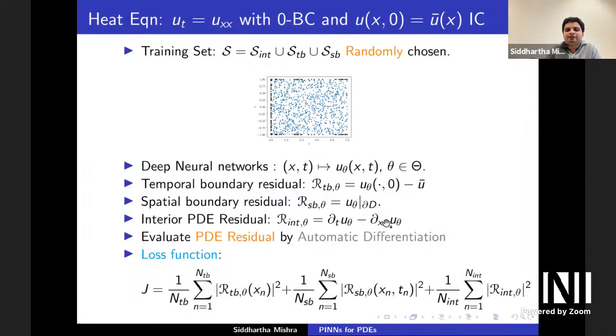So at each of these points, up to machine precision, I can evaluate the time derivative and the second derivative in space. And I can evaluate at each of these blue points, these random points here, the so-called PDE residual. I can also throw that into the loss function. So my claim is that by minimizing the mismatch with the initial and boundary data and by minimizing the PDE residual at each of these random points, I'm going to get a good approximation to the solution. So the method itself is very, very simple.